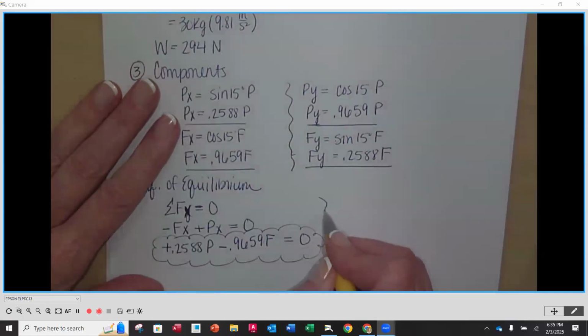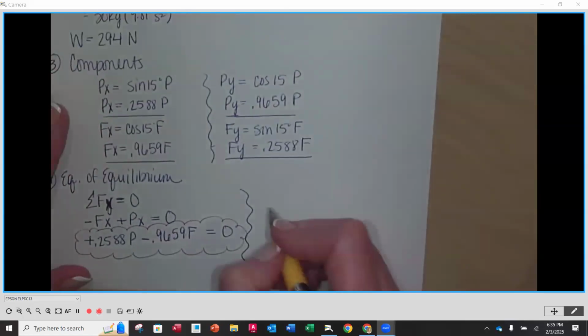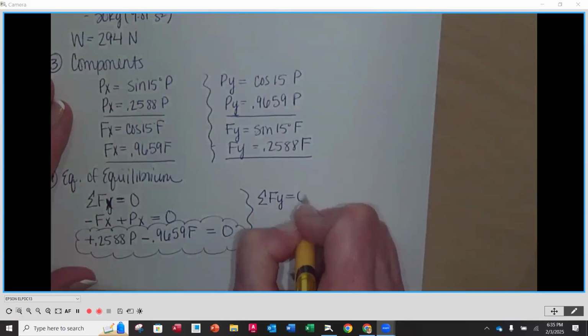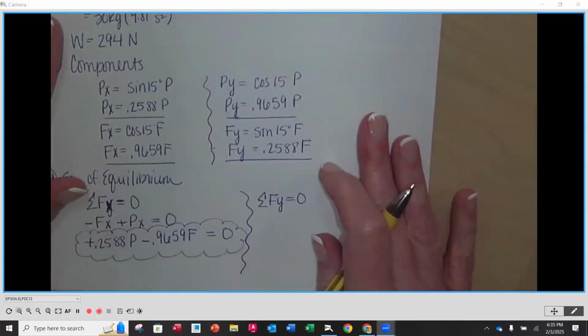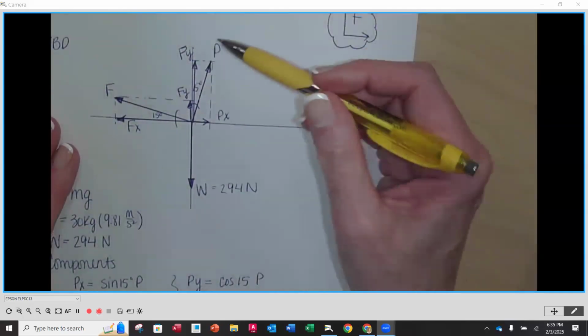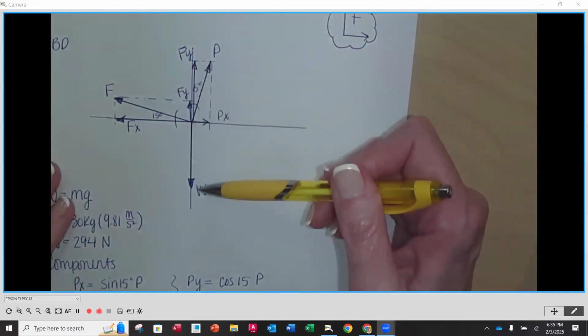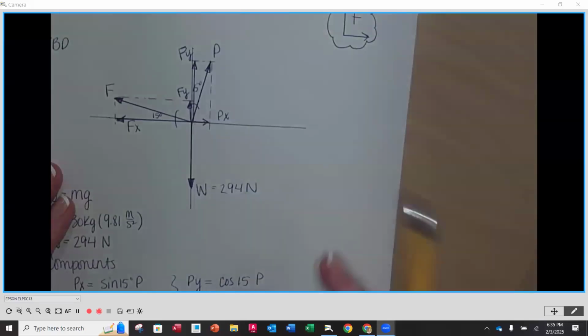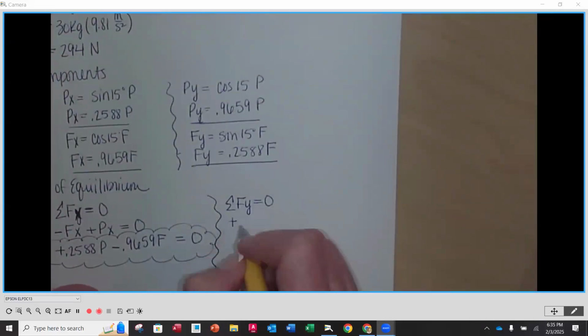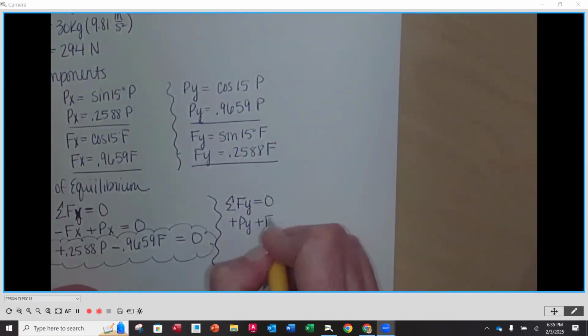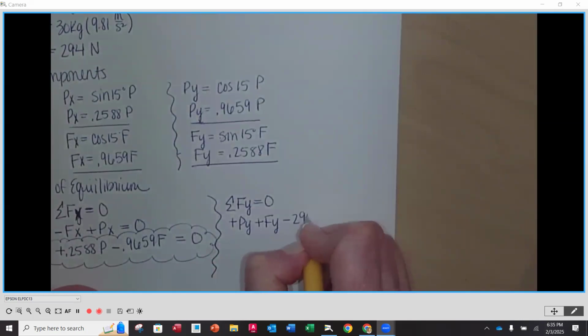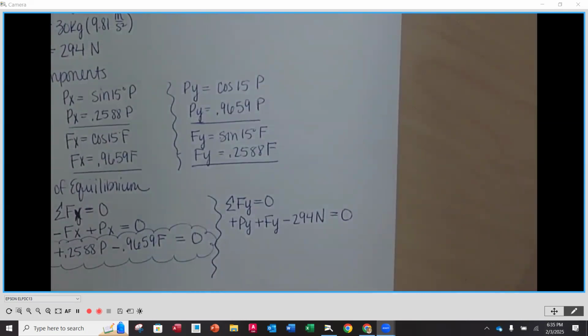All right, the next thing I'm going to try to squeeze in right here so that they're next to each other. The next one we're going to do is the sum of our forces in y equals 0. So now we're going to go back up here and look just vertically. That means we have a positive Fy, a positive Py, and a negative 294 newtons. Don't forget that one. And remember, set it equal to 0 and don't forget to put your units with your 294. Make sure the newtons are there.